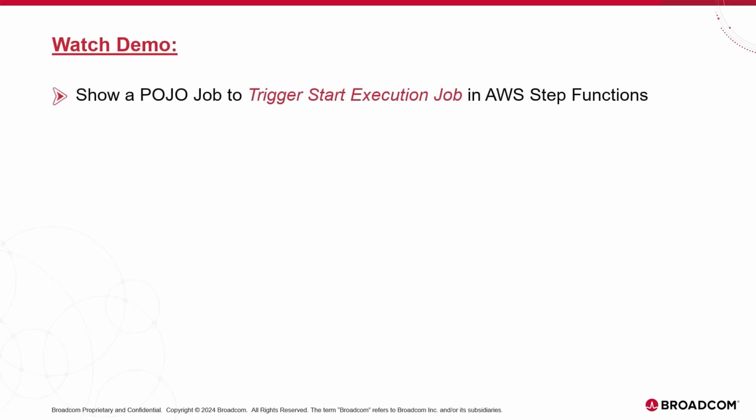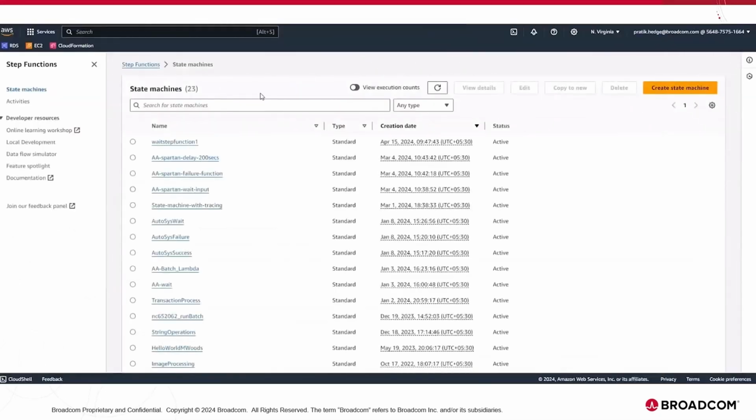In our demo, we will create an AWS Step Functions POJO job in AutoSys. First, let's establish communication with the AWS Step Functions server. After communication is established, we can execute and supervise the job. Let's dive into the world of applications and job execution within the AWS Step Functions environment. Let's start with the demo.